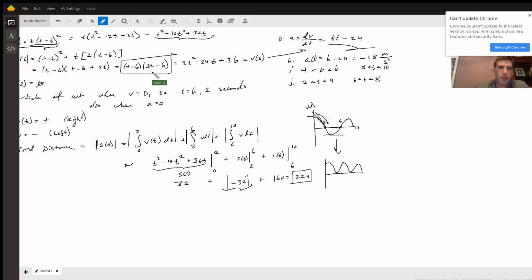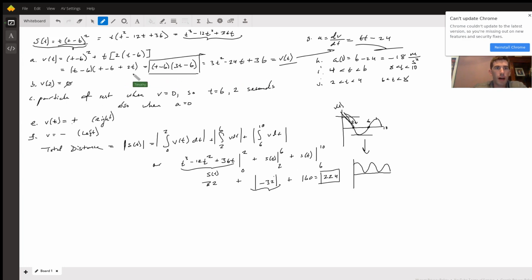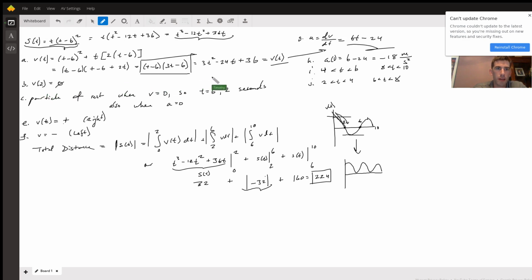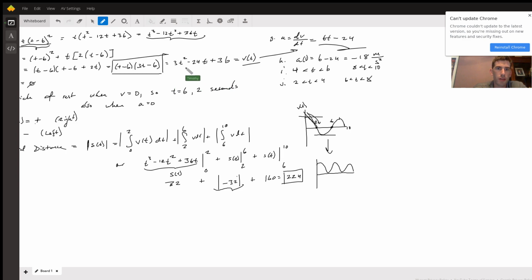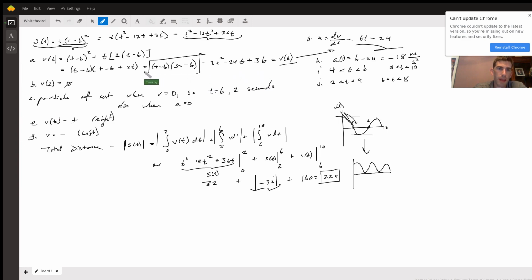and you should get something along the lines of (t minus 6) times (3t minus 6) equal to v of t, or you can expand it out into this form. The velocity at time equals 2, all you do is plug 2 into the velocity equation, and you'll get 0.